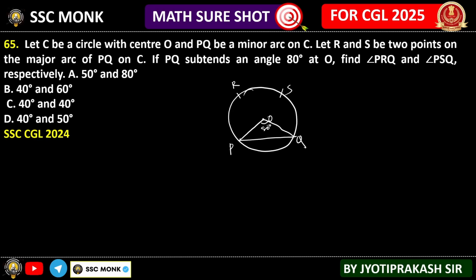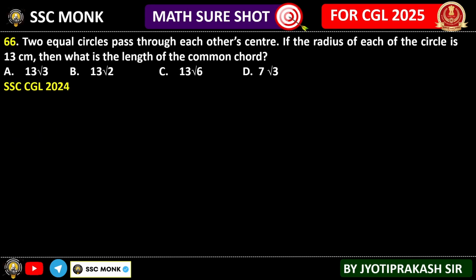Then what is the value of PRQ? Center, that means this is 40 degree. PSQ, again center, so this is also 40 degree. Answer option C. Next, two equal circles passes through each other's center. If the radius of each of the circle is certain centimeter, what is the length of common chord? Direct formula 13 root 3. I have already solved it in a rapid revision series.